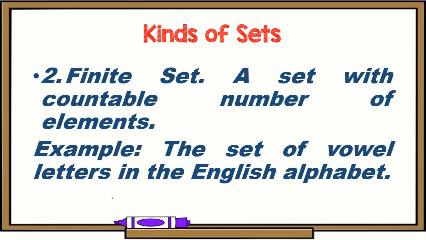Let's write it in tabular form. So let's say set A is the set of vowel letters in the English alphabet. The elements will be A, E, I, O, U. How many elements do we have? 1, 2, 3, 4, 5. So we have 5 elements. Kaya natin siyang bilangin. This is a finite set.